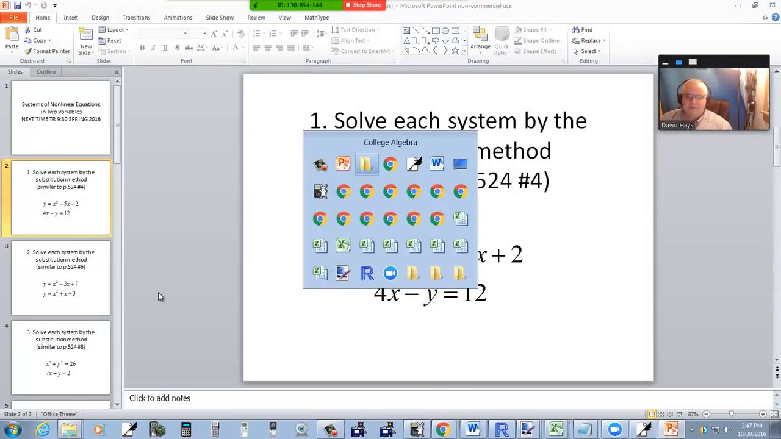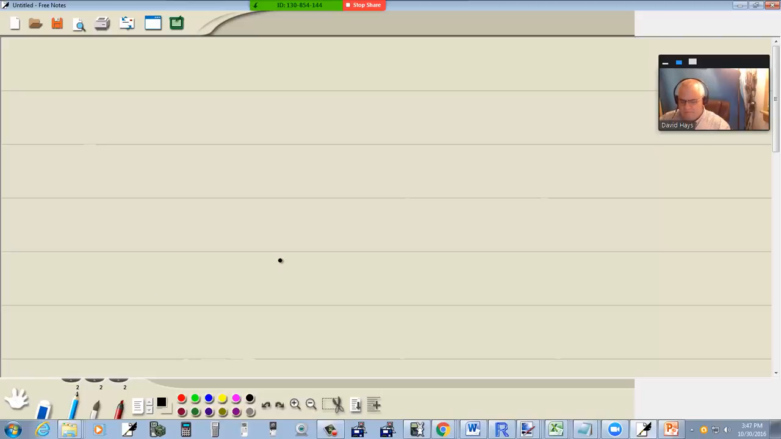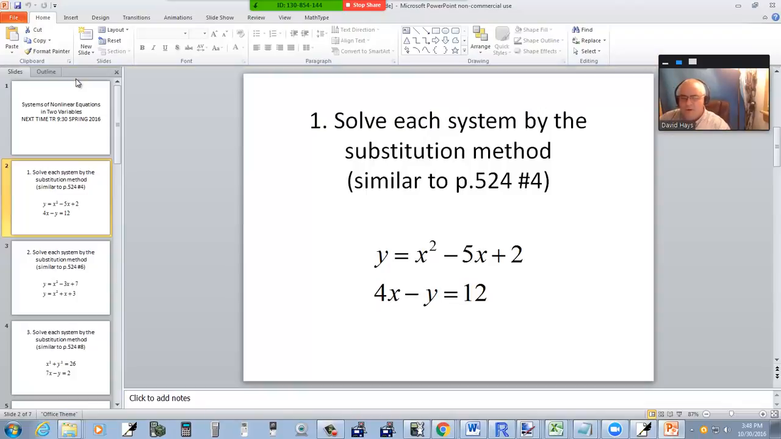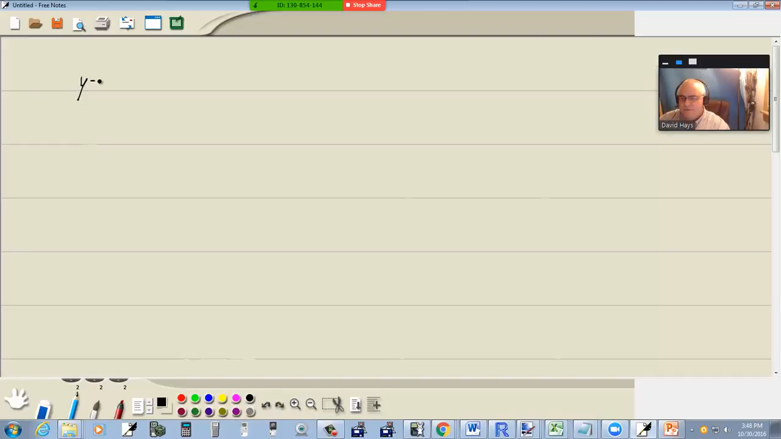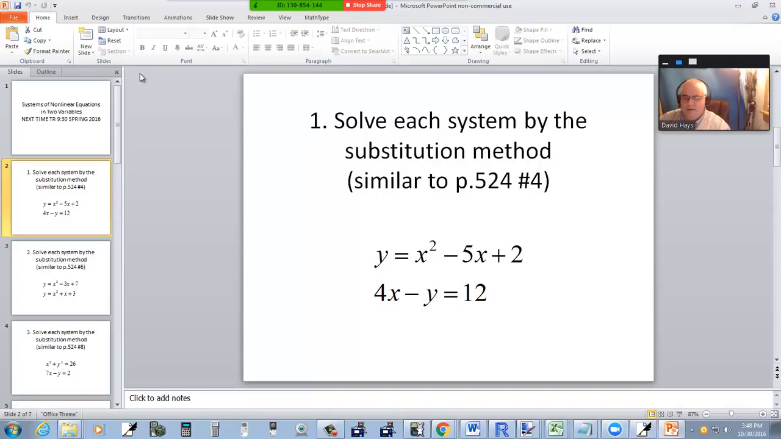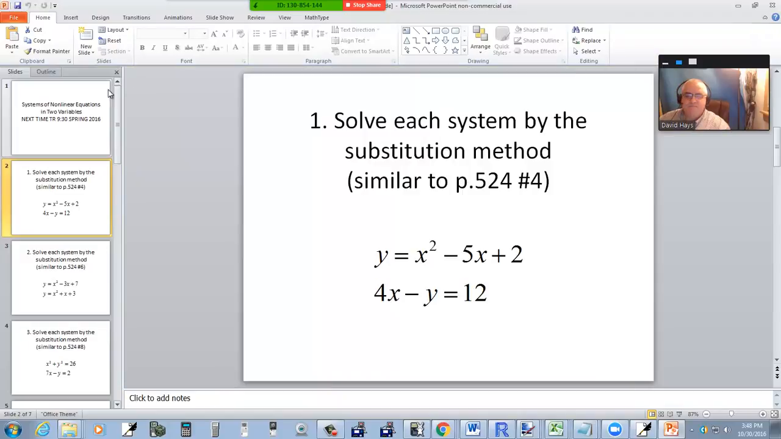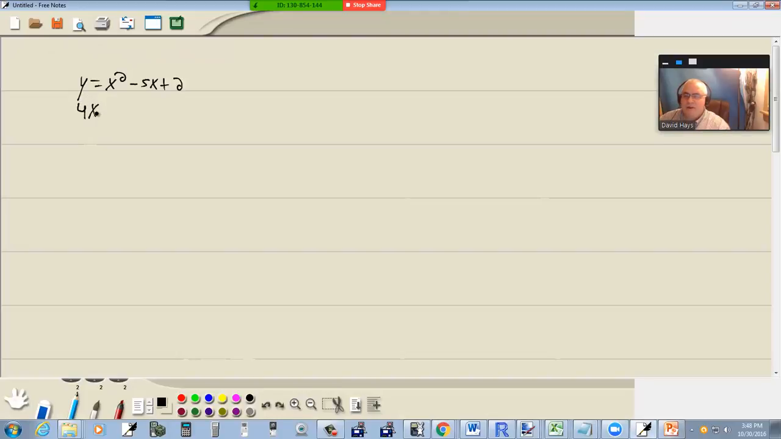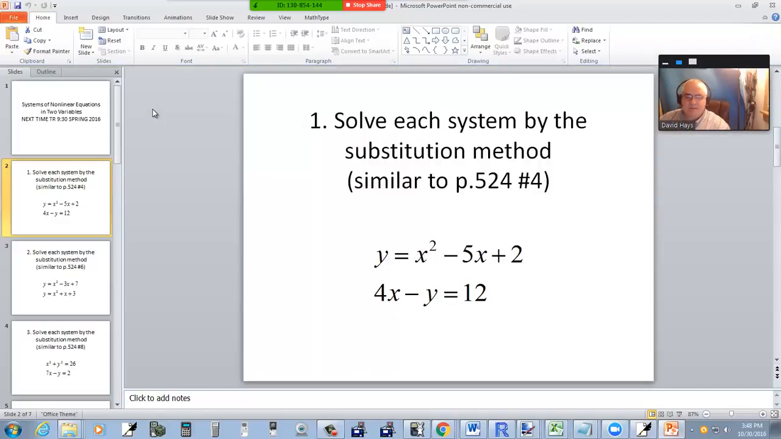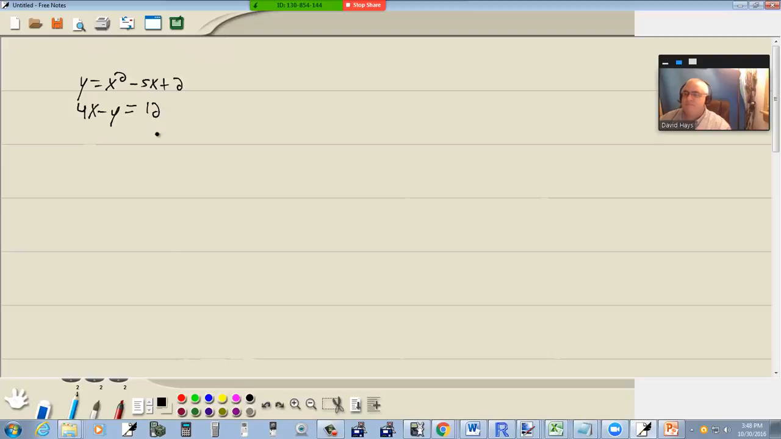Okay, so let's take a look at this problem. We got y is equal to x squared minus 5x plus 2. And we got 4x minus y is equal to 12. Well, this is nonlinear, which means we have an x squared. So you can't use the methods we looked at before this.